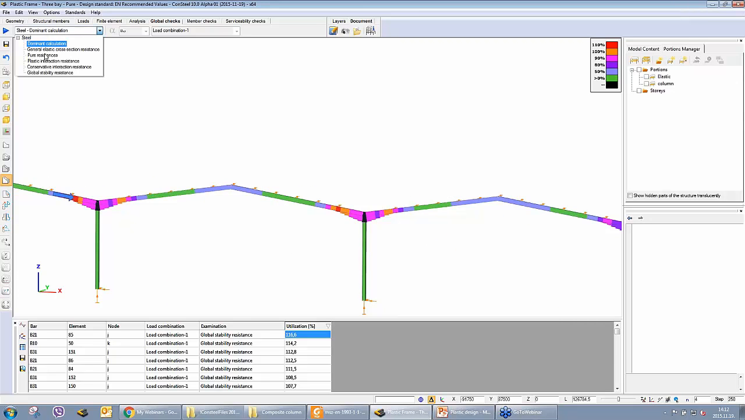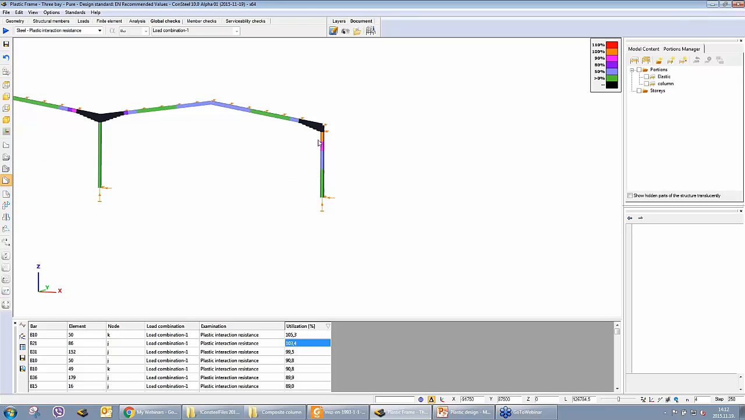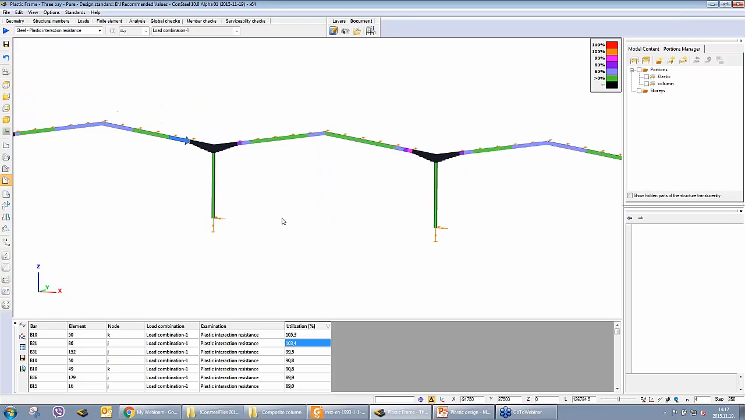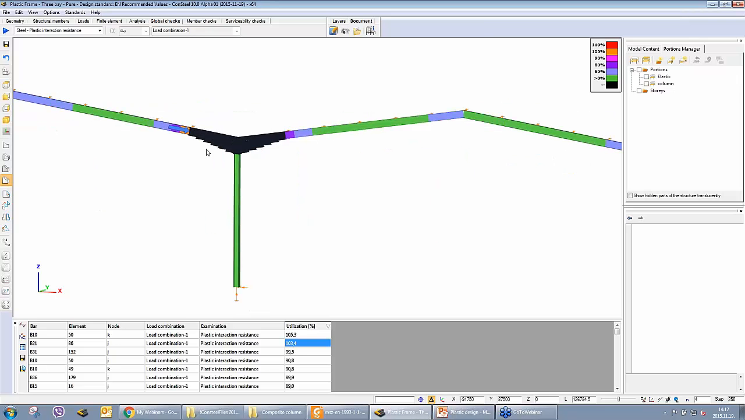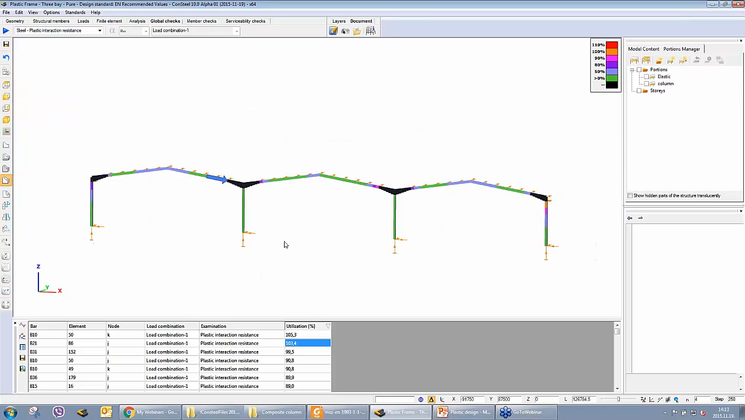And if we see only the plastic resistances, even the plastic cross-section check, we see that those are not adequate. Of course, those are higher than the plastic limit of the cross-section. That's why we will use the plastic analysis now.